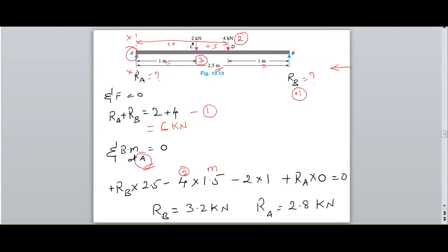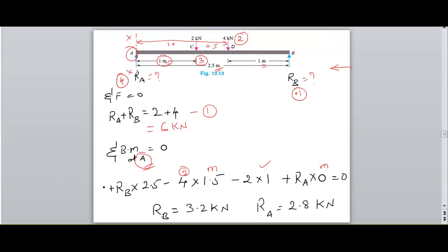The next point load, the third point load, is 2 kilonewtons, which is at a distance of 1 meter from A. The fourth force is RA, and it is passing through A, so it has no perpendicular distance. Therefore, its moment is 0.